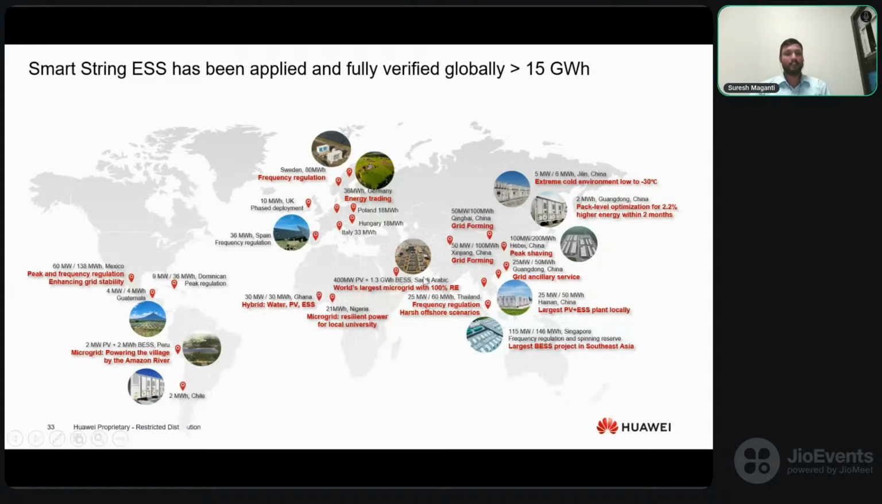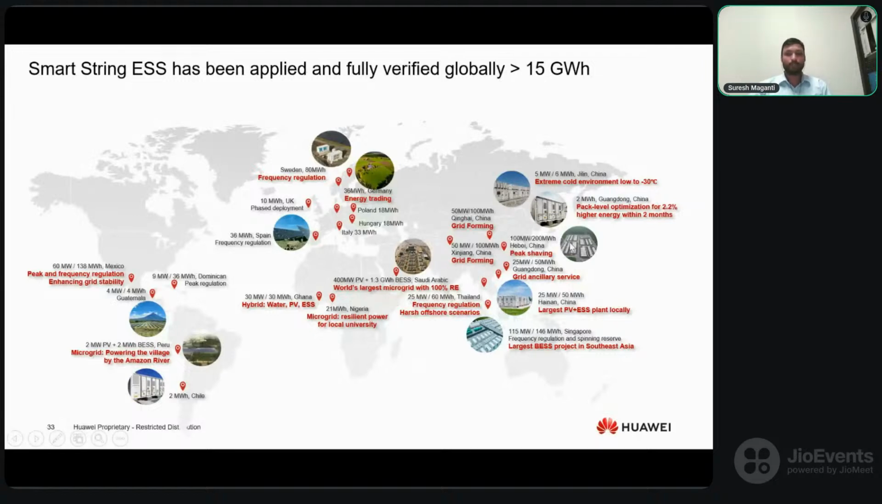It is an islanded microgrid. There is no grid access, so it is 100% renewable, we can say. That has been installed by Huawei, and it is still currently in operation. It recently came into operation. In total, Huawei has installed 15 gigawatt hours of battery energy storage capacity across the world.